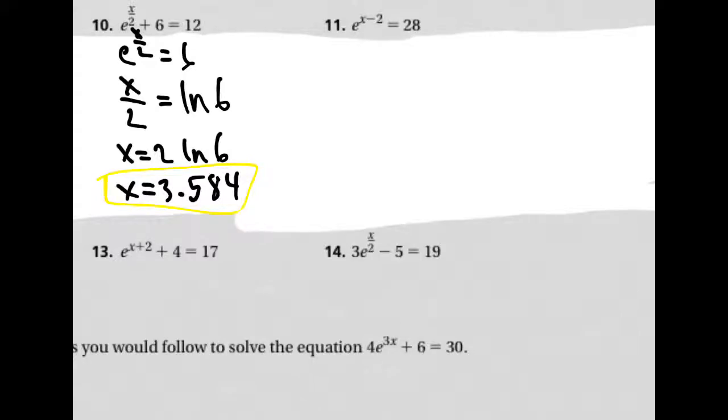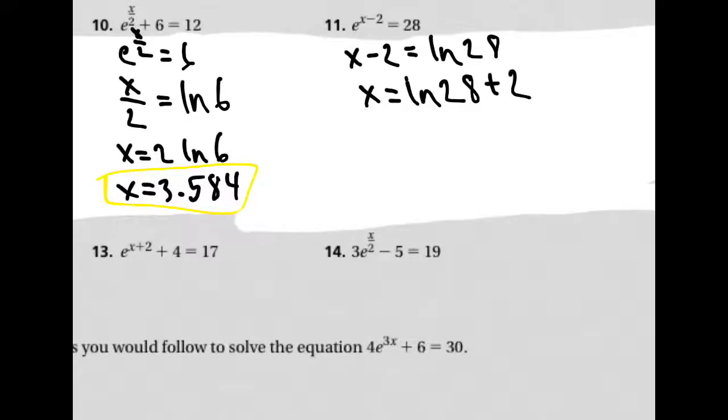So I'm going to go ahead and just take the ln of both sides. When you take the ln of the left side, remember ln and e are going to cancel out, leaving you with just x minus 2. On the right side, you're going to get ln of 28. And then all you got to do is add 2. So x equals ln of 28 plus 2.